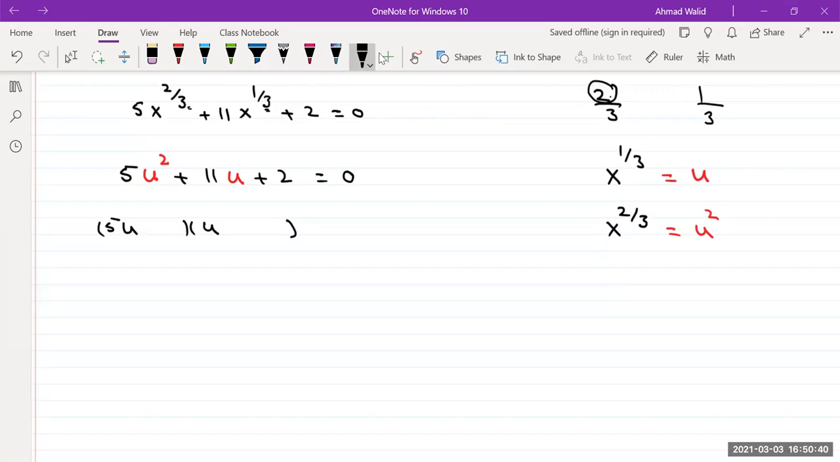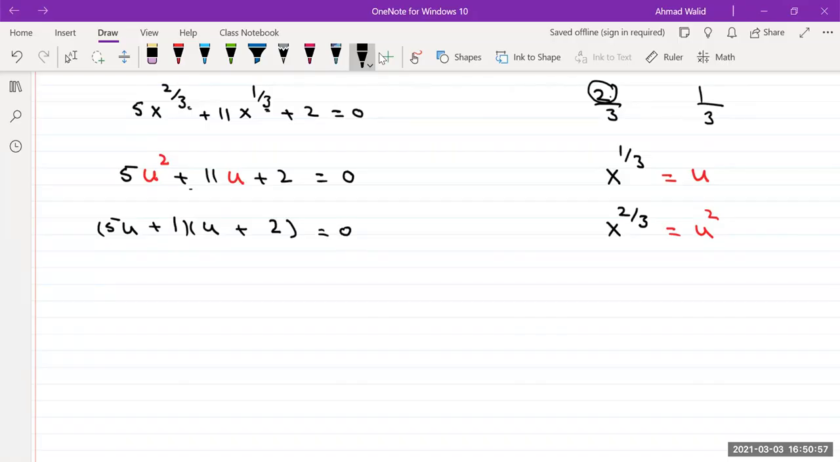And what are the factors of 2? The factors of 2 are 2 and 1. I can write 2 here, 1 here. Both numbers should be positive because here I have positive, positive. But sometimes you may put 2 here, 1 here. This is not the correct factor.